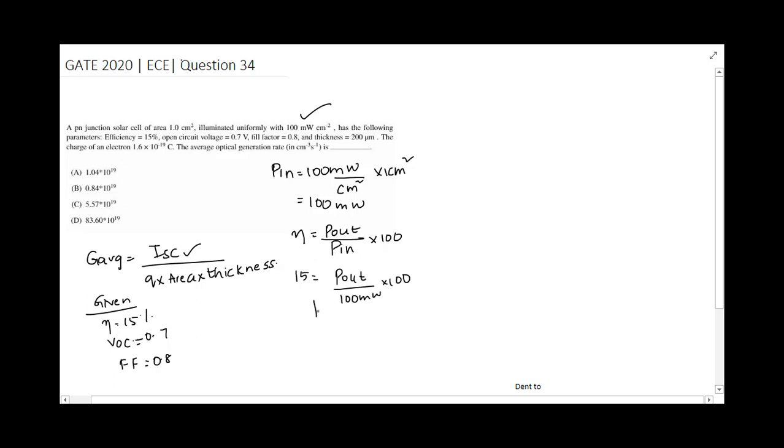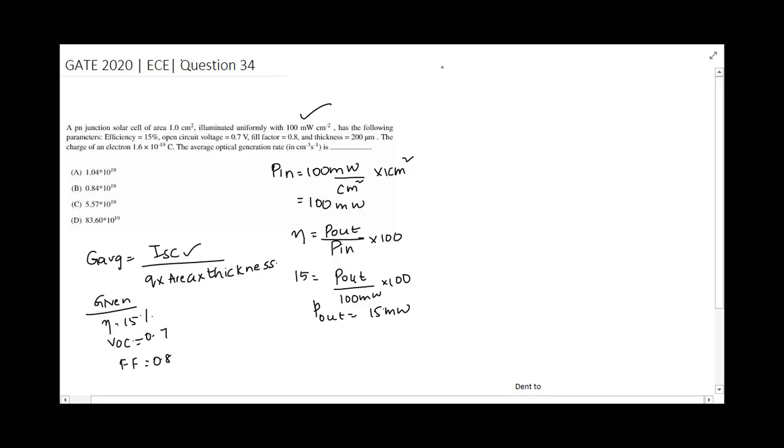So it has been mentioned in the question that the solar cell of area 1 cm square is illuminated uniformly with 100 mW per centimeter square. So that would be the total input power is the rate at which it's being illuminated, that is 100 over an area of 1 cm square, that would be 100 milliwatt. Alright, and it's also given that the efficiency is output power over input power into 100. That is 15 equal to output power over 100 milliwatt into 100. So from this we know that the output power is 15 milliwatt.